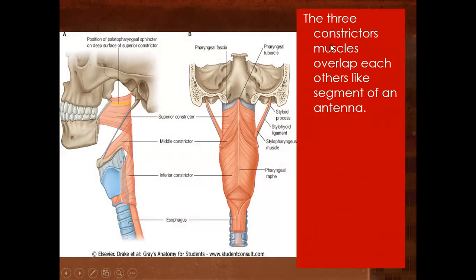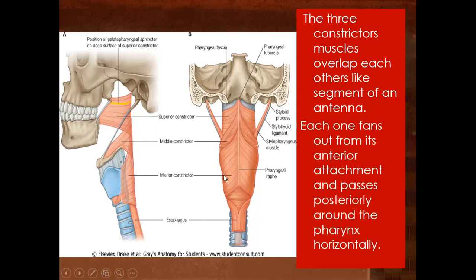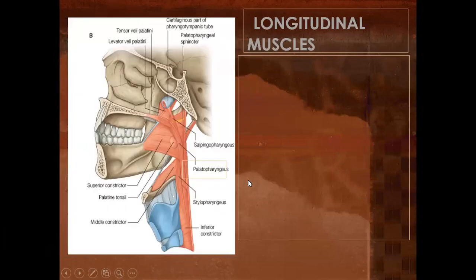The three constrictor muscles overlap each other like the segments of an antenna. As you can see here, one muscle is overlapped by the other, which is overlapped by the third. So they are overlapping each other and they totally close the posterior surface. Each one fans out from its anterior attachment and passes posteriorly around the pharynx horizontally. As I said, they are almost horizontally placed and they totally close from behind. Coming to the longitudinal muscles now. You have already seen these are the constrictors, superior, middle, as well as the inferior constrictor here.